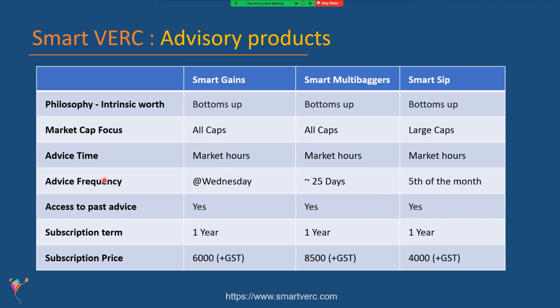Market cap, advice time, all during market hours only. We publish the reports all during market hours. And advice frequency here is every Wednesday. Here it is about 12 to 15 stocks published in a year. And then here, on the 5th of every month. Access to past advice, yes, you get. Once you subscribe, once you make the payment, automatically you get access to all our advice. Subscription price, excluding GST, is 6,000 rupees for 1 year. It is 8,500 and 4,000 rupees. Probably next month we are going to revise our subscription rates.